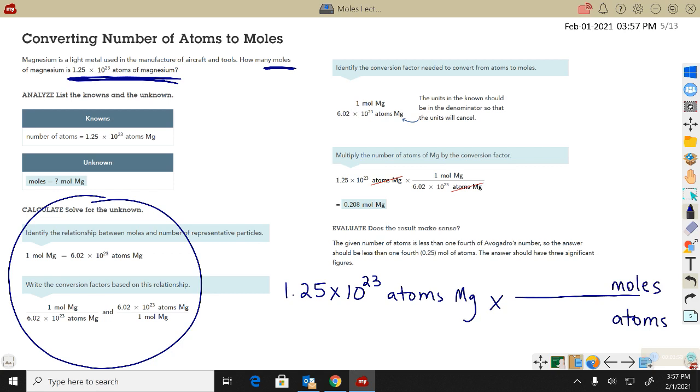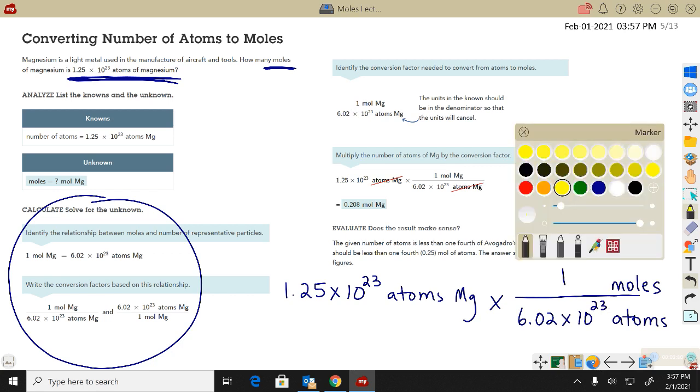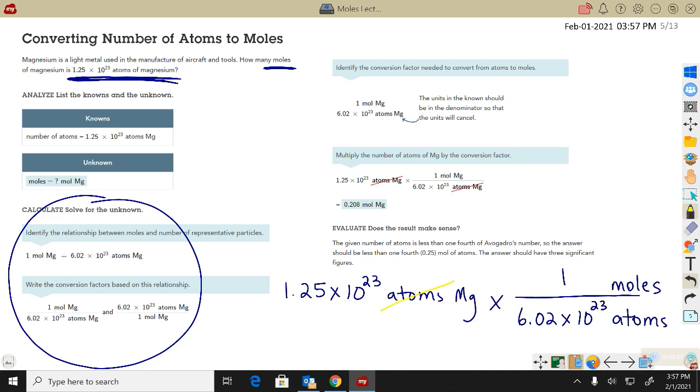And now I can kind of see my relationship. 1 mole of anything is 6.02 times 10 to the 23rd particles. In this case, it's an atom. And so now what gives me no more joy is to then cancel these units on the top and the bottom. Atoms on the top, atoms on the bottom, those will cancel. Awesome. And so now the only unit that I haven't crossed off is the one that I want, moles. I'm ready then to plug this in my calculator.